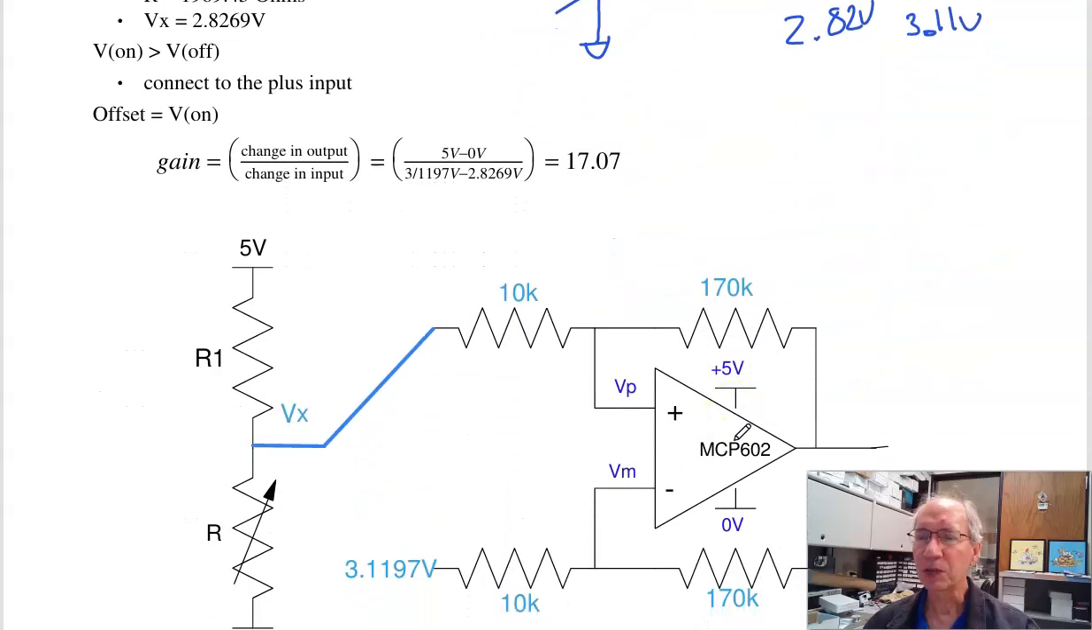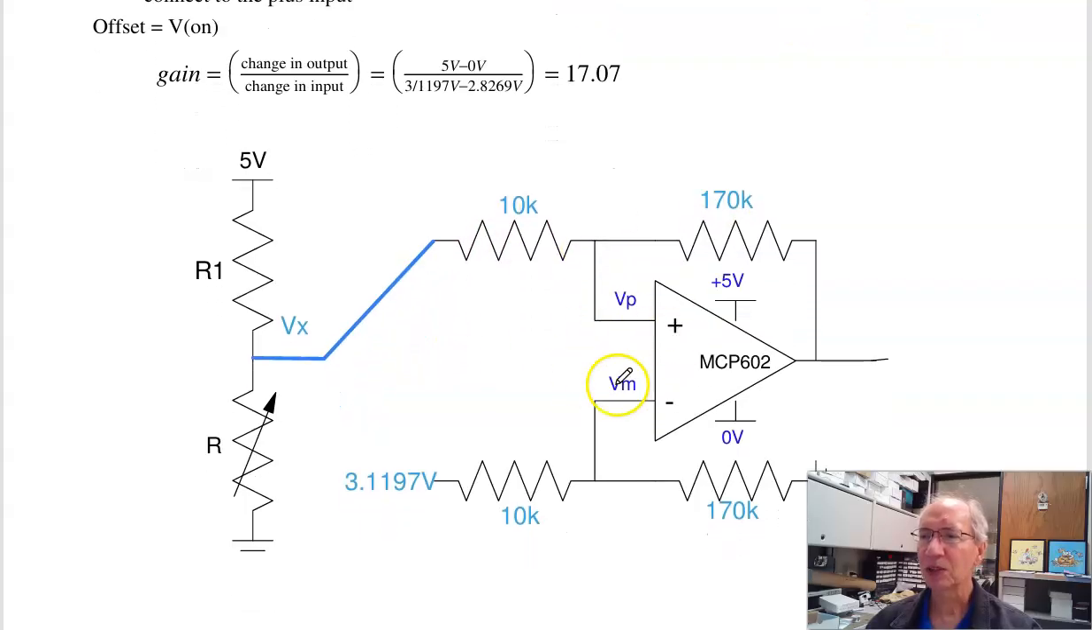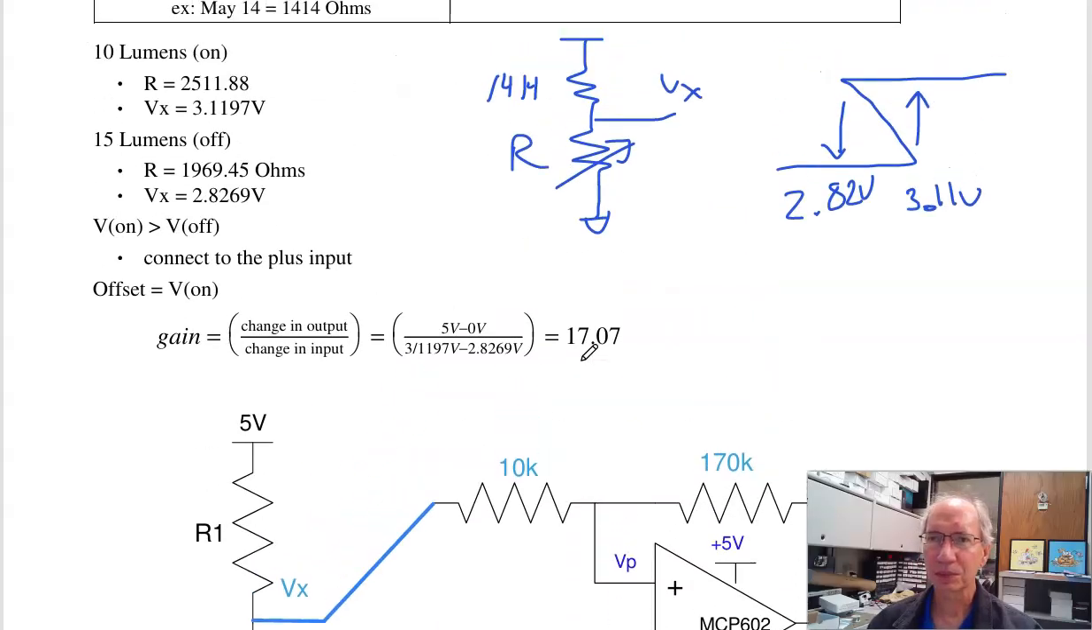So since the on voltage is more than the off voltage, I connect to the plus input. The on voltage is what I make the offset. And the gain is the slope. The output changes by 5 volts as the input changes by this amount, so gain is 17. Pick this to be 17 to 1. So there's a Schmitt trigger that'll turn on at 10 lumens, turn off at 15 lumens.